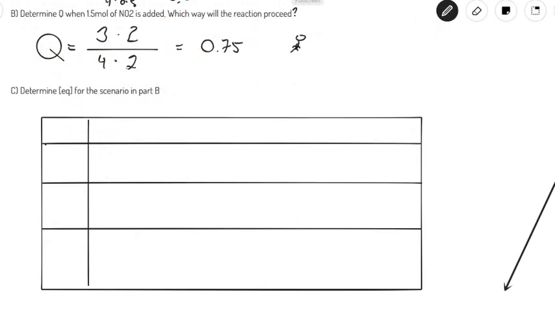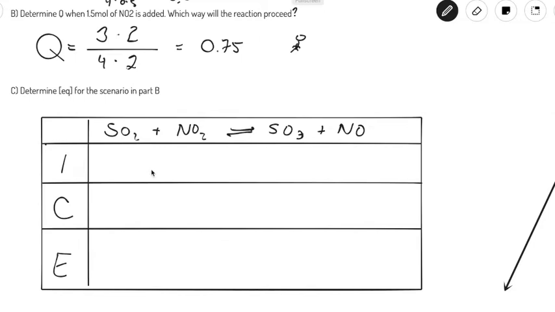C says, determine equilibrium concentrations for the scenario in part B. In order to determine equilibrium concentrations, we're going to use KEQ and an ice table. As a recap, an ice table has initial concentrations, the change in concentration, and then finishes with those equilibrium values. Our ice table is going to have the equation across the top. Sulfur dioxide reacts with nitrogen dioxide to produce, in equilibrium again, sulfur trioxide and nitrogen monoxide.